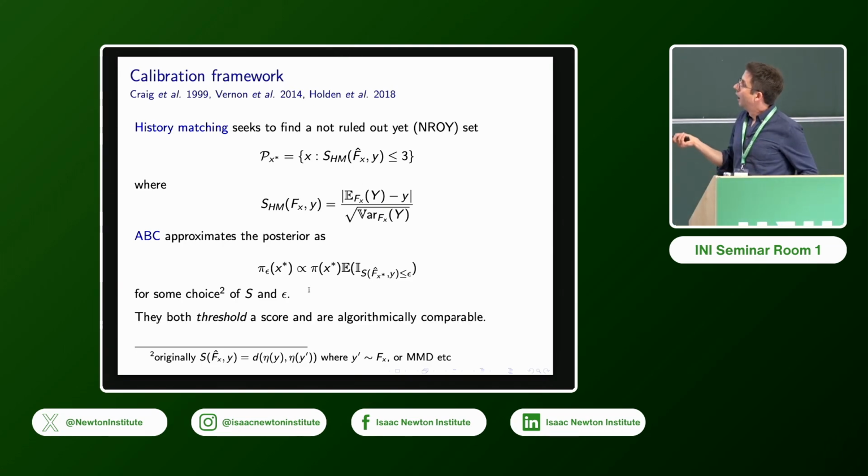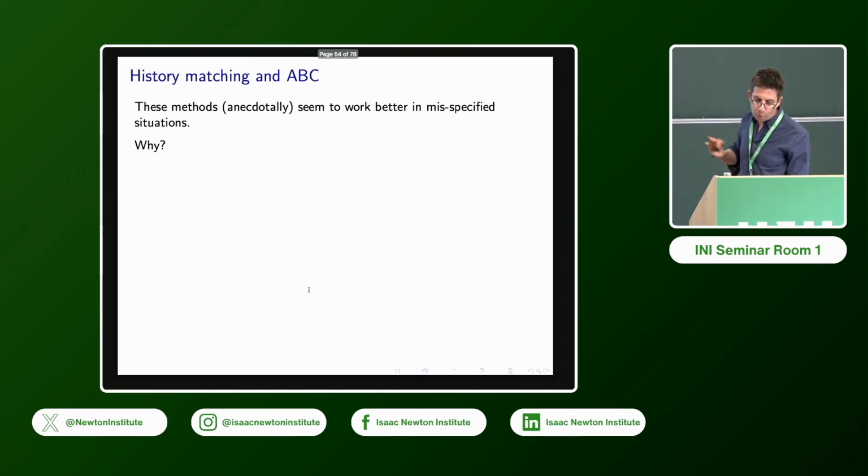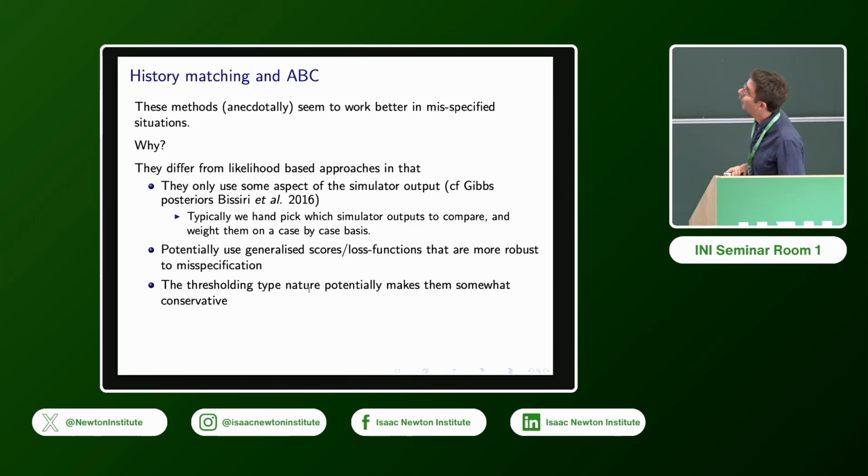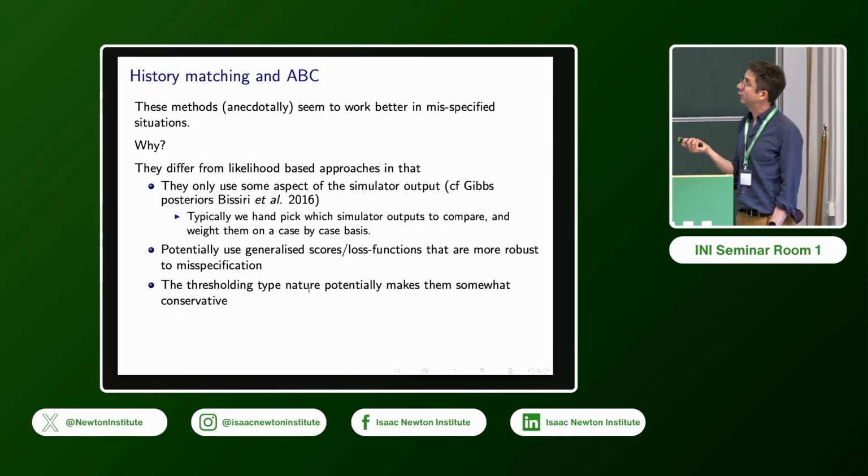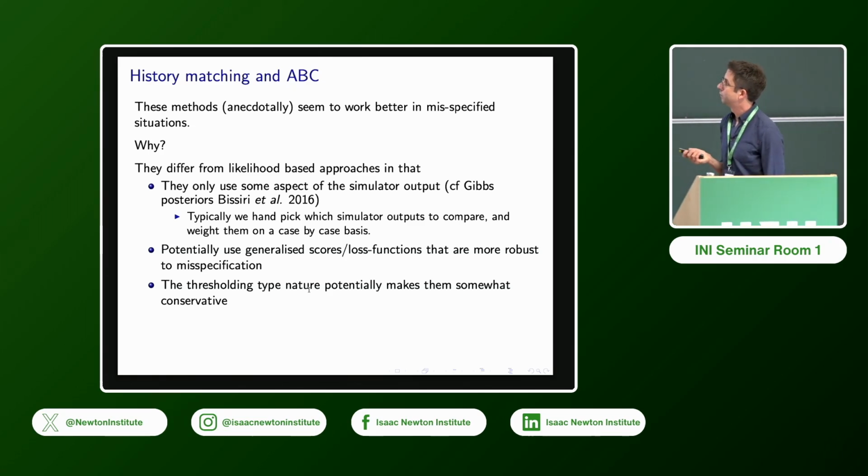Again, anecdotally, there are reports in the literature that both these methods seem to work well in misspecified situations, and that they don't give obviously wrong answers, in a way that's not very precise. But people like David Frazier are working on making it precise. So why might these approaches work better? What do we like about them? What are the attractive aspects?